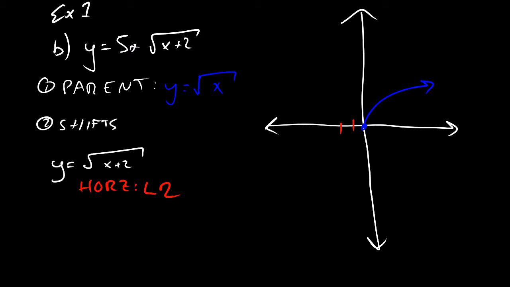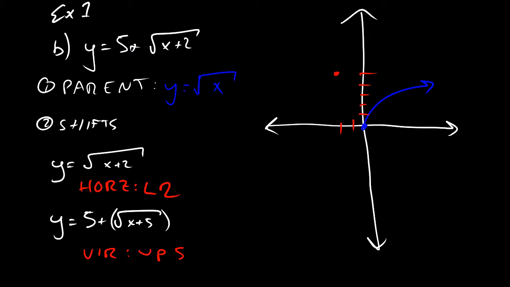Good. So now we're going to add on our last component, a plus 5. And if we're adding it to our quantity of x, what are we going to do? It's a vertical shift. A plus 5 means we're going up 5. So 1, 2, 3, 4, 5. So that means our new starting point is at that dot.